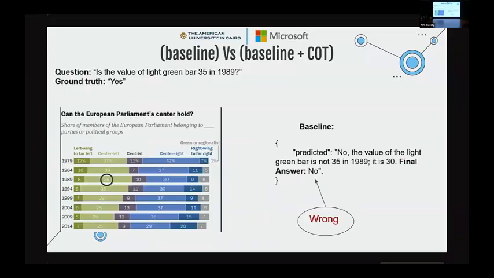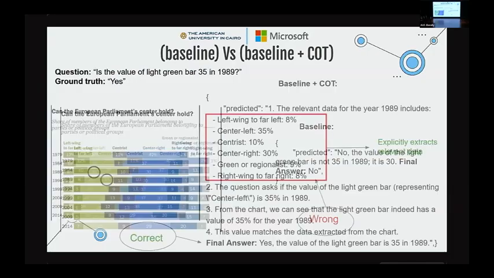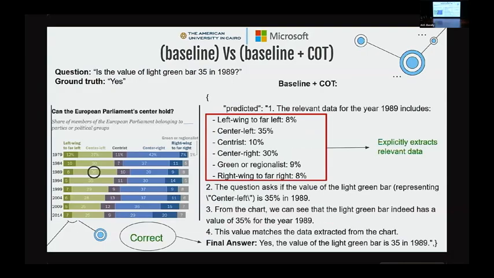To visualize exactly how this improvement happens, we first give the baseline model this chart image along with this question: is the value of the light green bar 35 in 1989? And the ground truth was yes. The baseline model incorrectly predicted no. However, when we tried the baseline with the chain of thought, the model was forced to perform an intermediate retrieval step and explicitly extracted the relevant data for the year 1989, which allows the model to see the correct number and correctly answer yes.